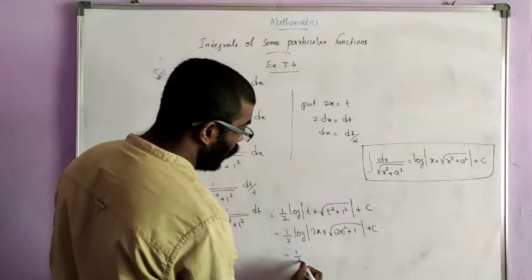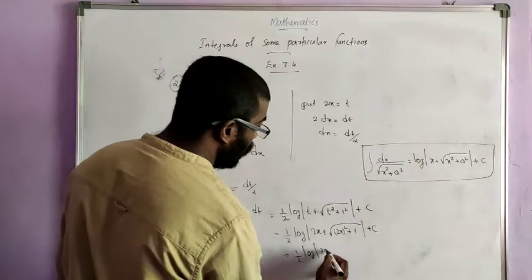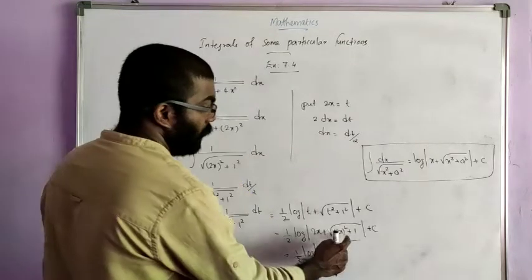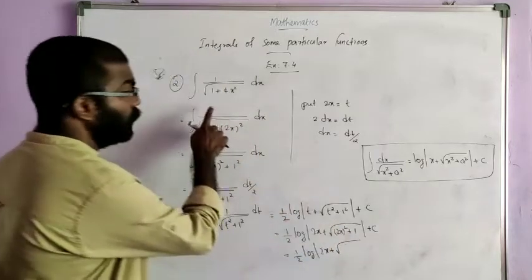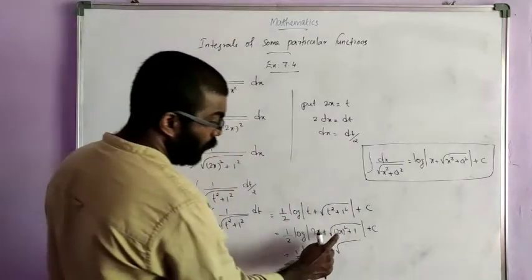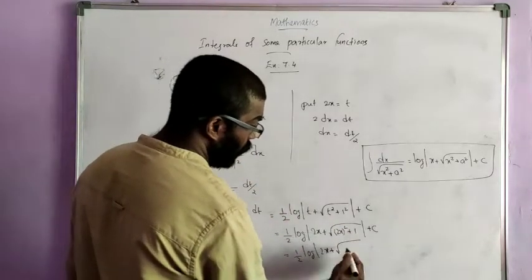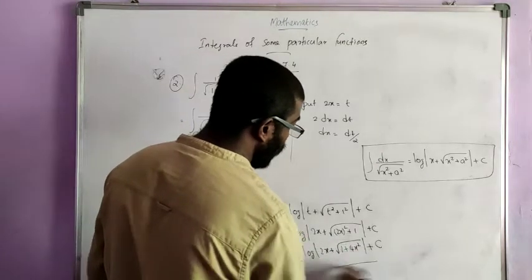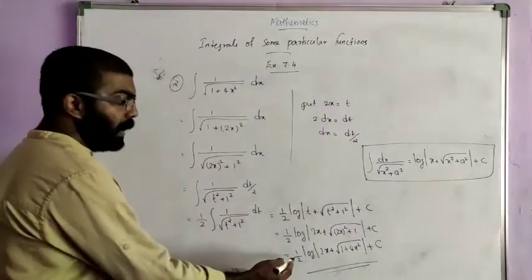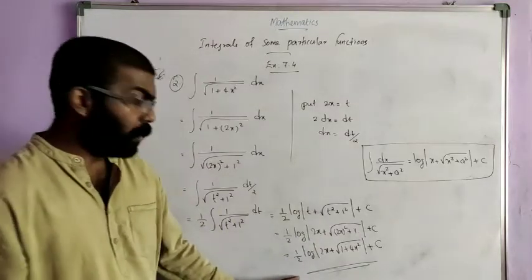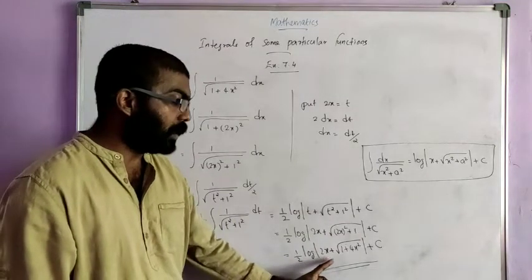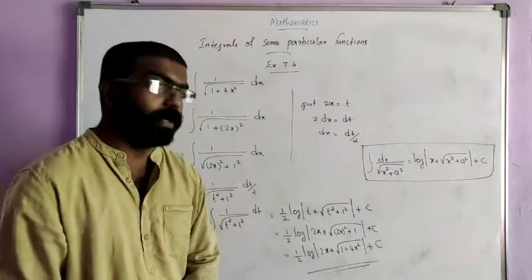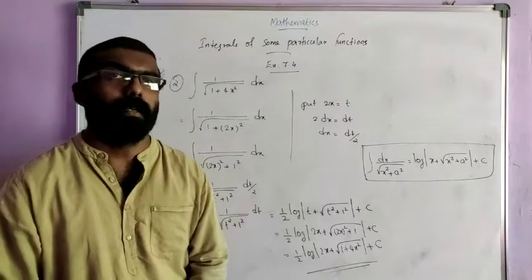That is 1 by 2 into log mod 2x plus root of, we can rewrite this term as it is given in the question, 1 plus 4x square. Here it is 4x square plus 1. So we can write 1 plus 4x square, then plus integrating constant c. So our final answer is 1 by 2 into log mod 2x plus root of 1 plus 4x square plus c. Clear?